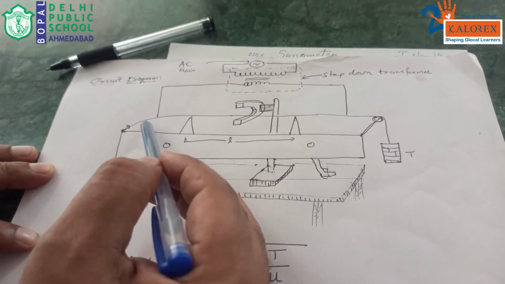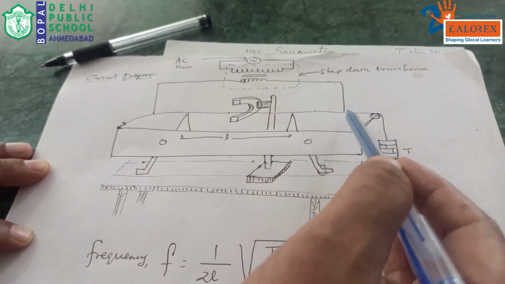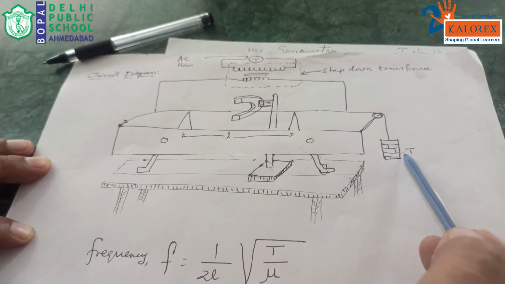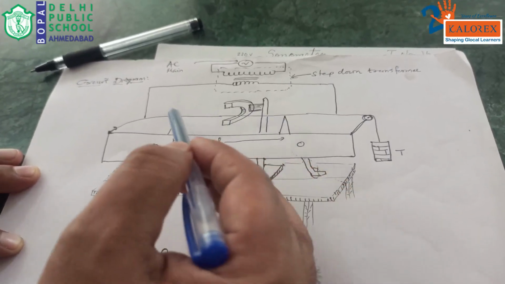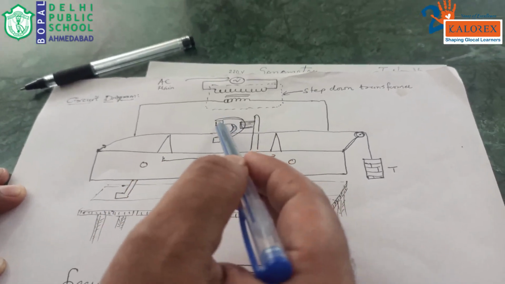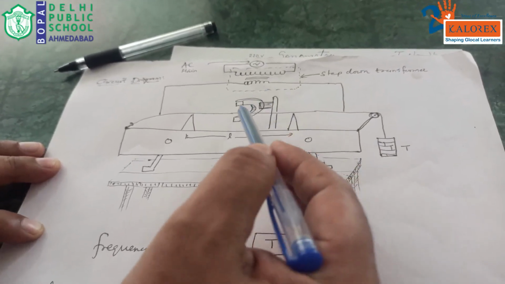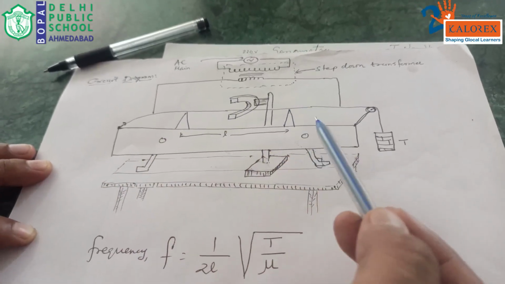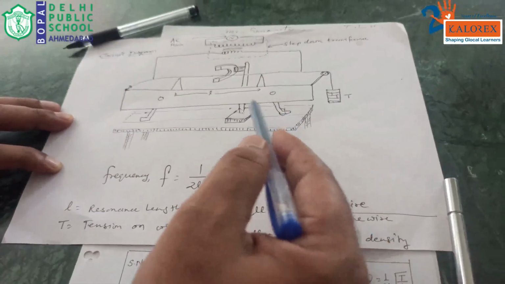The two extreme ends of the sonometer wire are connected with the two wires of the transformer, and this sonometer wire is kept under tension by providing a weight of known value. In between the two edges of this sonometer wire, we have a horseshoe magnet with an appropriate stand, and this horseshoe magnet is kept in between the two edges. Now the entire setup is set on the table.